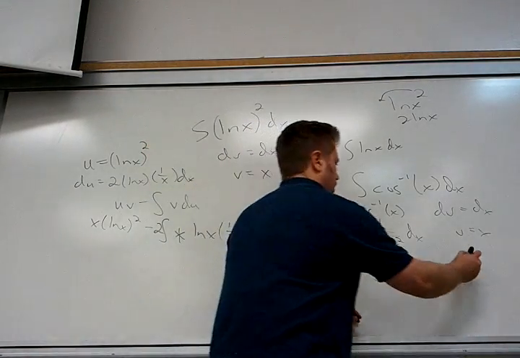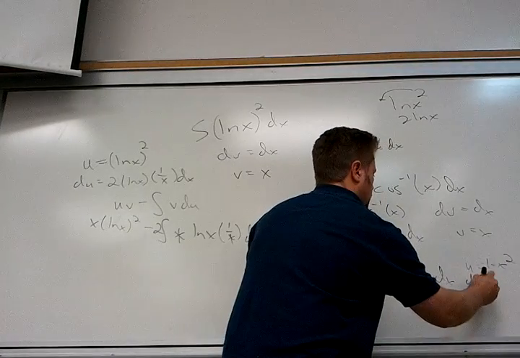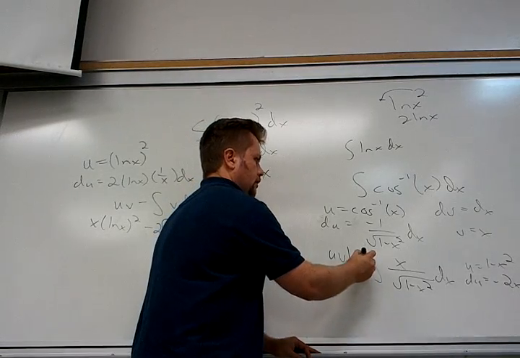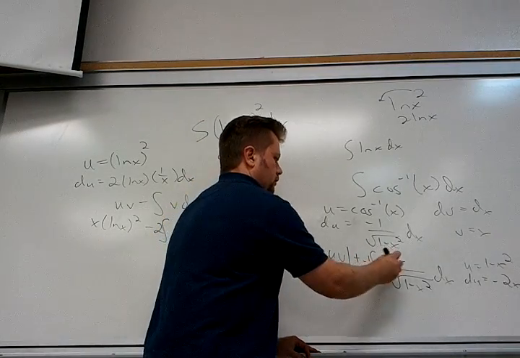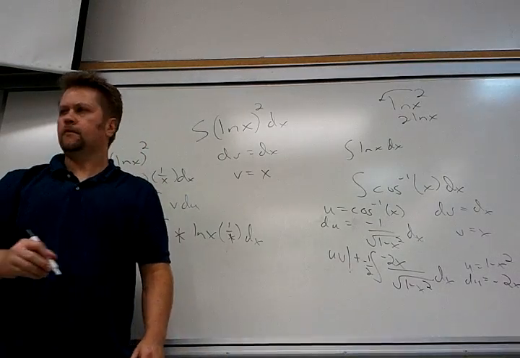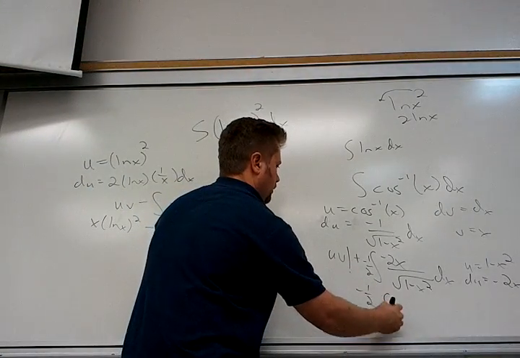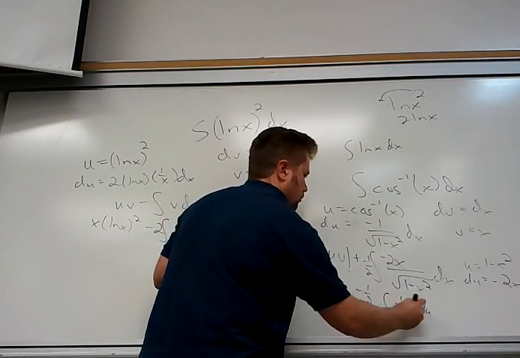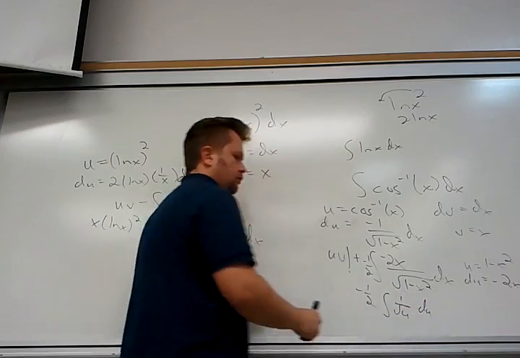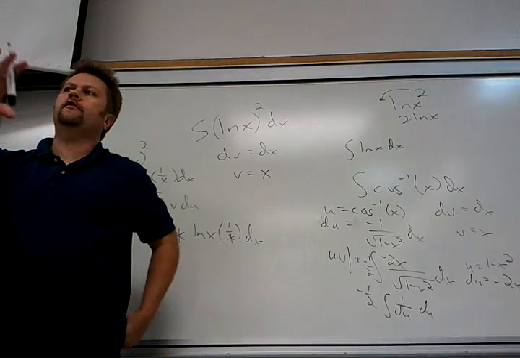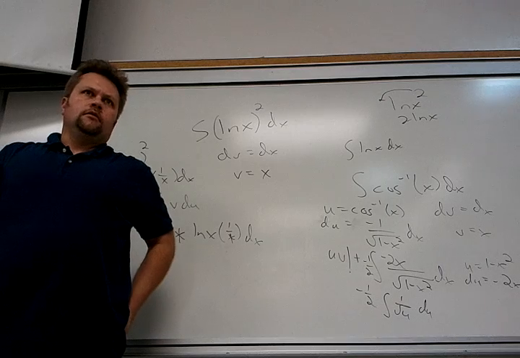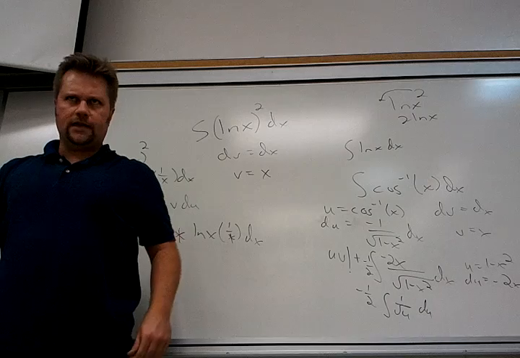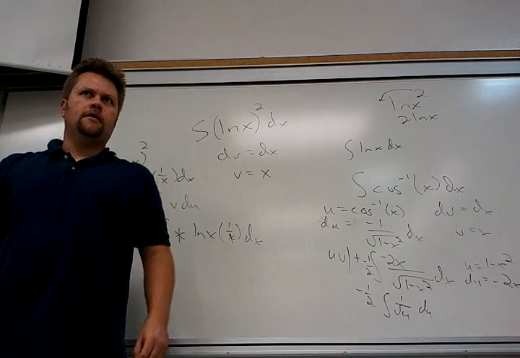I mean, if u is 1 minus x squared, du is negative 2x dx. So you have to put a negative 1/2 out here to get the negative 2 inside, right? So you end up with a negative 1/2 integral. This is du, and this inside is u. So the integral of u to the negative 1/2, that should be easy. Any power on a variable, that's an easy integral. Is that okay?